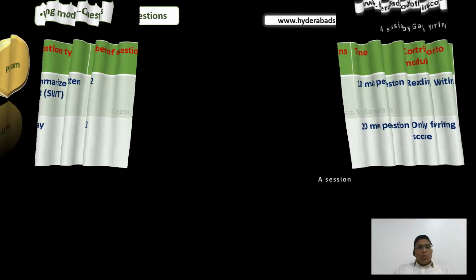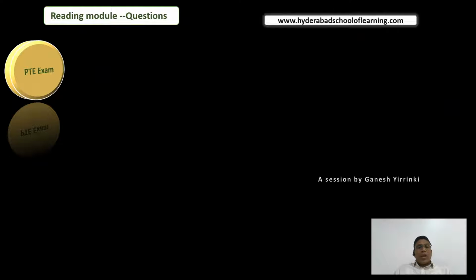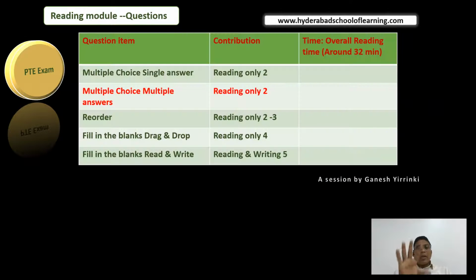Now after writing module, we have reading module. So reading module looks like this. We have got how many questions? We have got 5 questions, and those are multiple choice single answer, multiple choice multiple answers, reorder paragraphs, fill in the blanks, drag and drop question we can call it, and reading and writing fill in the blanks. And the last question that is called reading and writing fill in the blanks, that is the only one question we have contribution to other module, that is writing module.